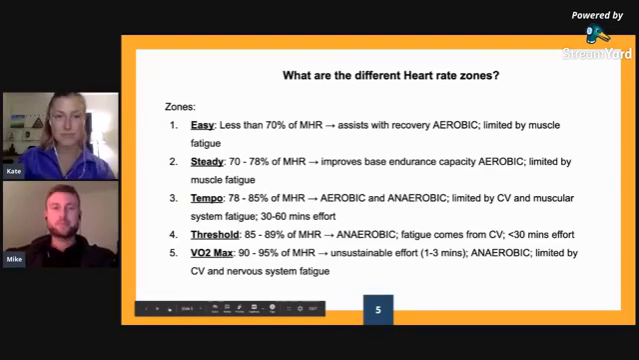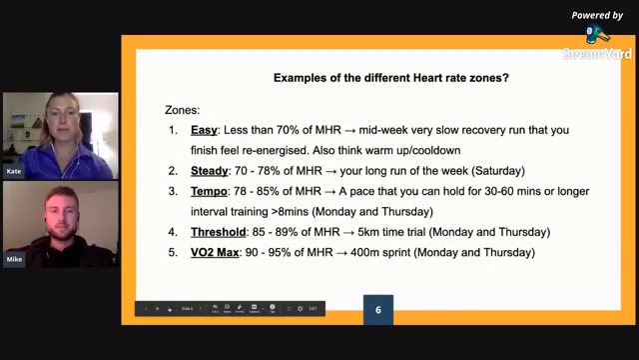And then we thought we'd run through examples of the different zones, so you can put this into context rather than just hearing the theory behind it all. So as we said before, the easy is that midweek, really, really slow recovery run. Maybe you did a hard interval session the day before, and now you're just getting the legs moving again so that you're ready for your next hard session, whenever that might be later in the week.